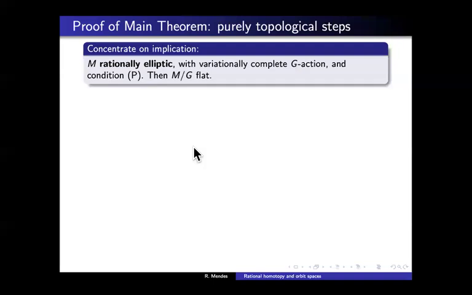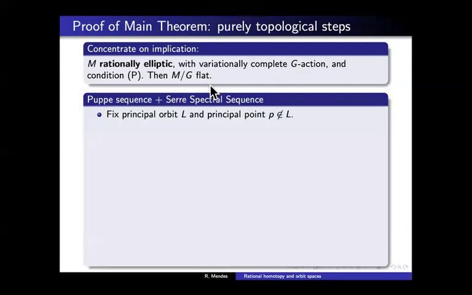So I just rewrote the theorem here so that you don't have to go back and remember it. I'm assuming a rationally elliptic manifold with a variationally complete action and condition P, this condition on the principal isotropy group or the principal orbit. Then we want to conclude that the quotient is flat. I have put rationally elliptic in bold because in the slide I'm about to go through, that's the hypothesis that's going to be used. This first part of the proof of the theorem is purely topological, let's say.